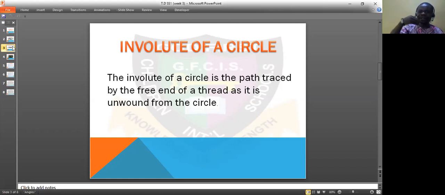We will also proceed from here to the cycloid and other types of drawing that I want to do. That will be your next week's work, that is the cycloid. But we're looking at the involute of a circle today. The involute of a circle is the path traced by the free end of a thread as it is unwound from the circle. All this is just like the parabola we discussed in our last class, or in our last video.